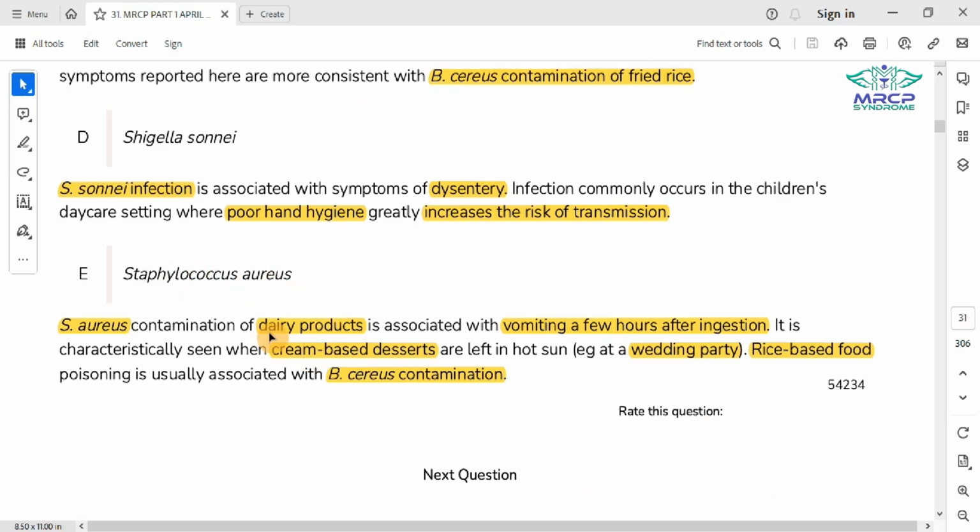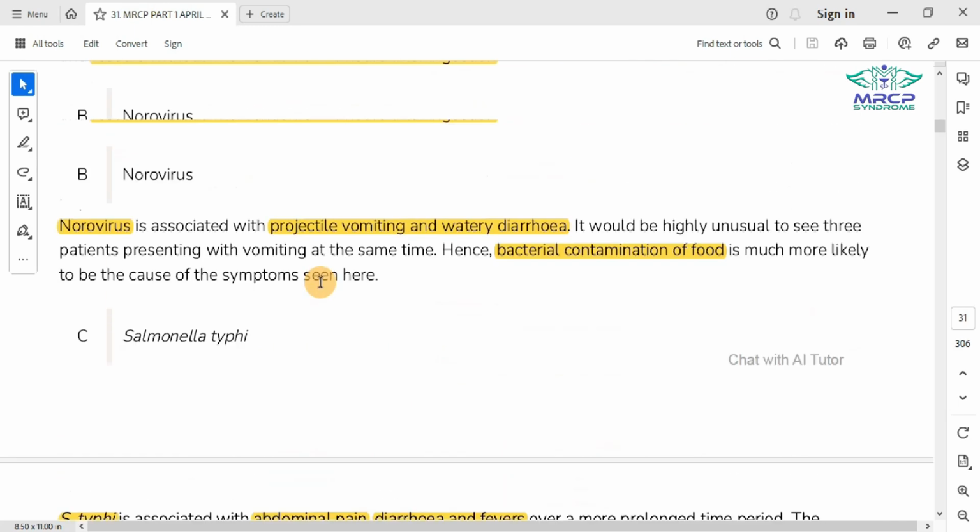And Staph aureus is related to dairy products, and the patient will have vomiting a few hours after ingestion. This is either related to a cream-based dessert at a wedding party, but a wedding party usually also consists of meat products. So a wedding party is also related to Campylobacter jejuni infection.